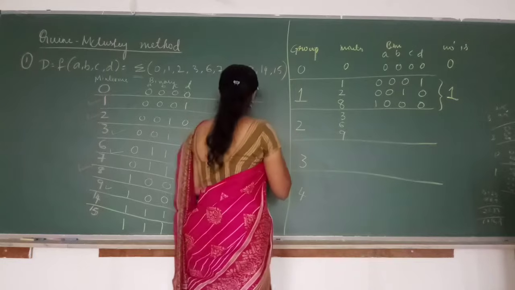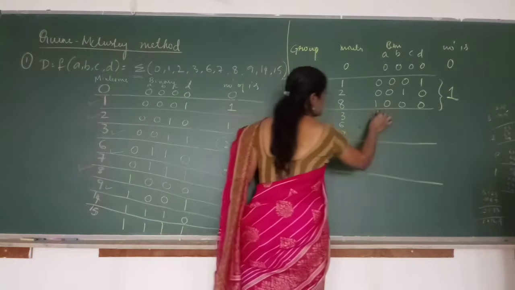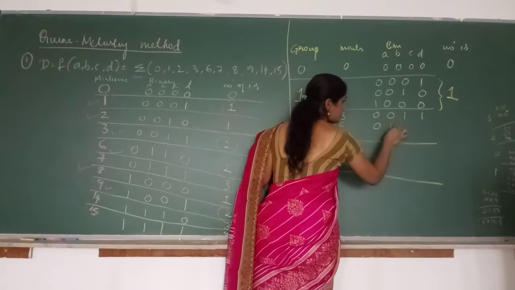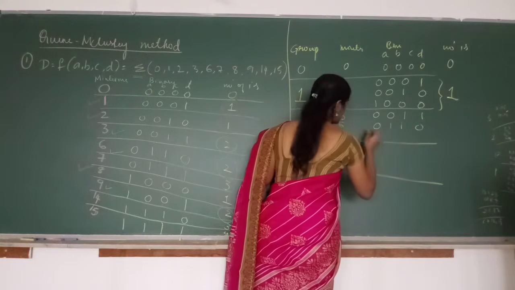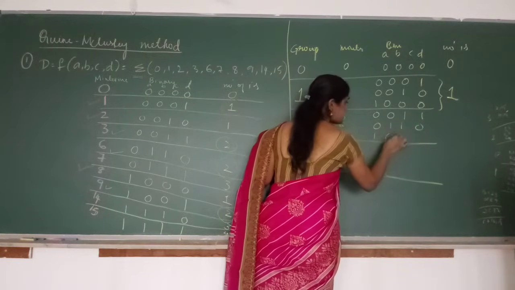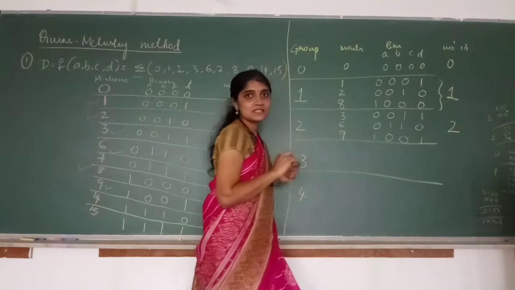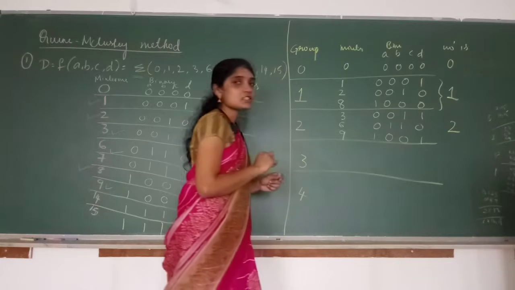What do you represent 3 as? 0, 0, 1, 1. So 2 ones. 6 is 0, 1, 1, 0. So 2 ones. 9 is 1, 0, 0, 1. So how many ones are there? 2 ones. Correct?